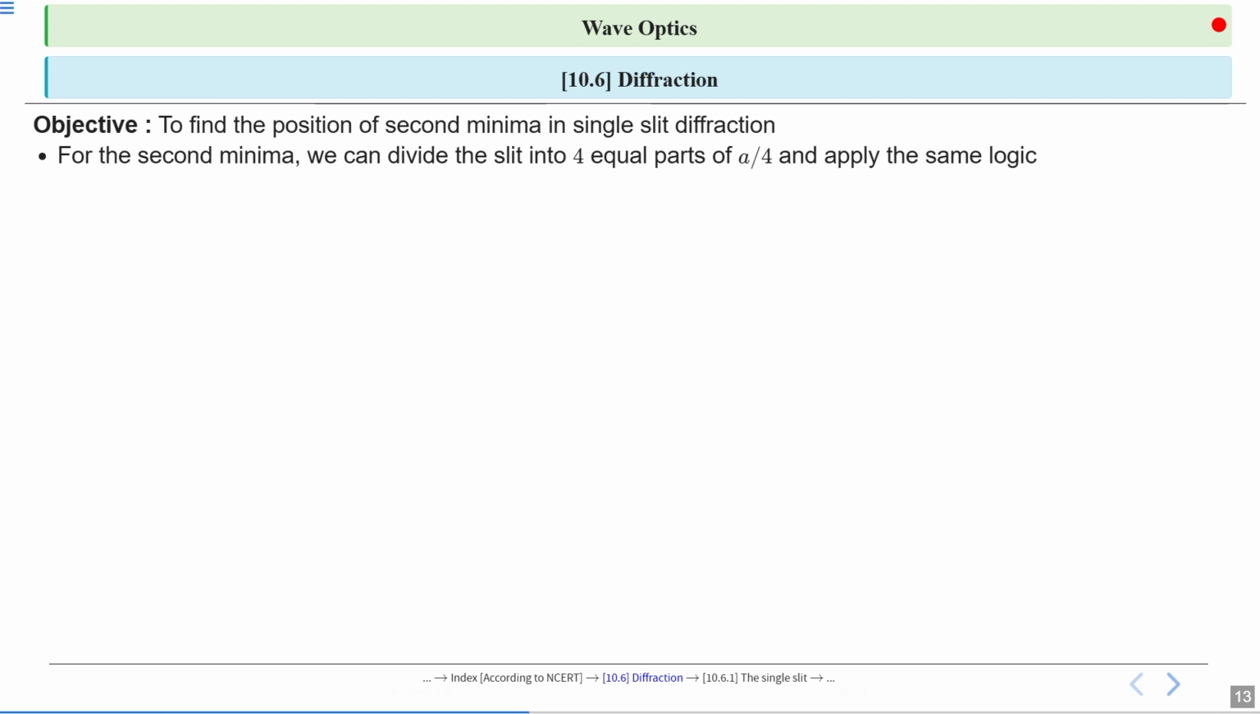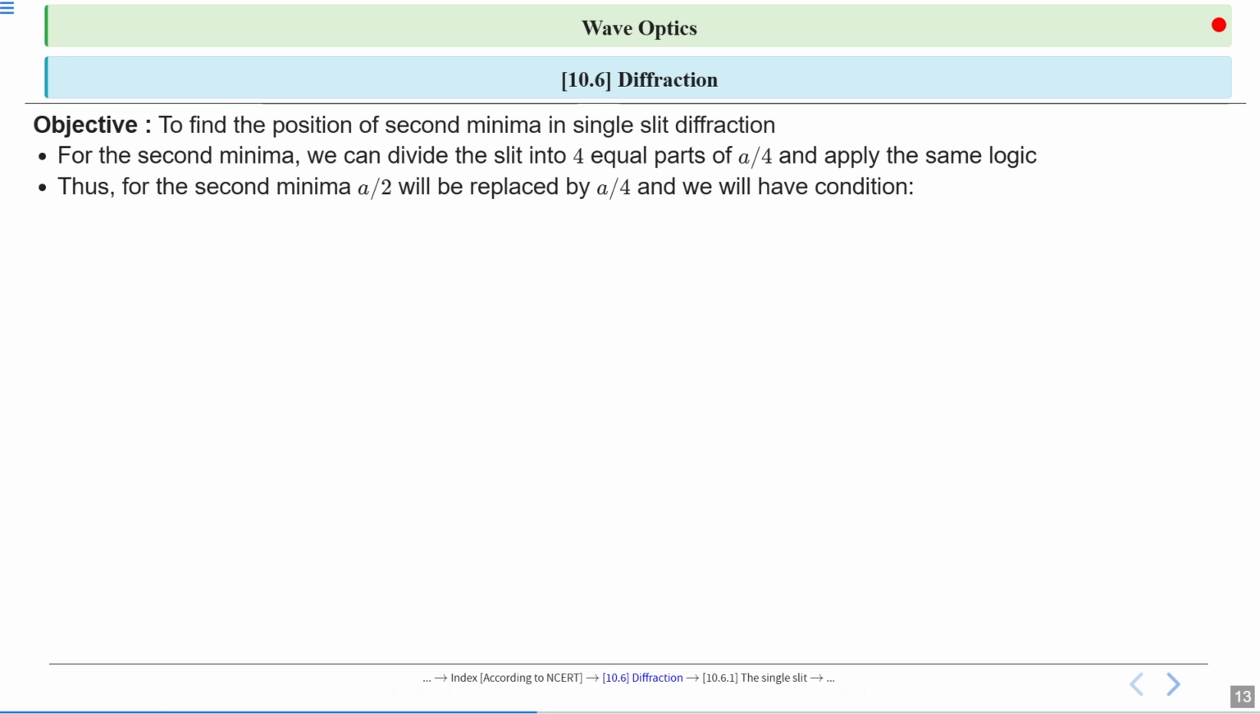Let's start by dividing the slit into 4 equal parts, each of size a upon 4. This division is crucial because it allows us to apply the same logic we used for finding minima in diffraction patterns. Notice how breaking the slit into smaller sections helps us analyze the wave behavior more precisely.